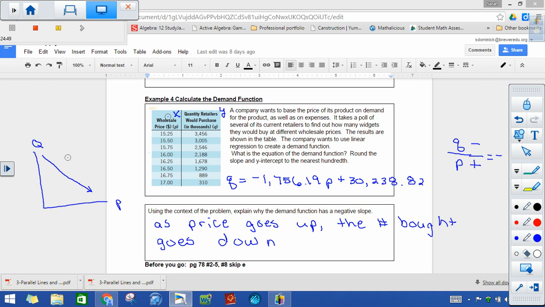All right, so now you can calculate the demand function. You can do that last learning target up above. All right, so your homework is right here. Okay, number 8, you are going to need Desmos to be able to come up with that equation. And remember, if you need help with that, please let me know and I'll make sure to do another video on how to do it specifically.